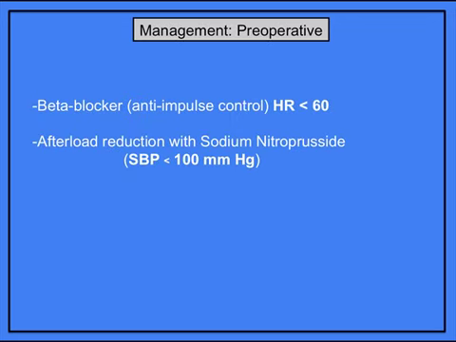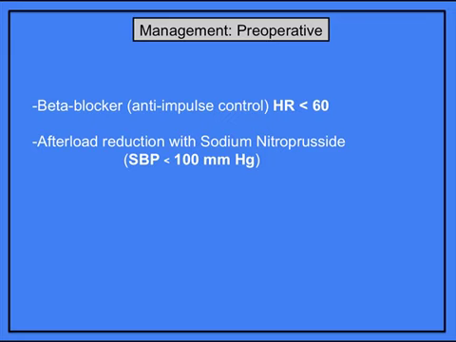The initial management of patients with a diagnosis of acute type A aortic dissection involves reducing the systolic blood pressure to the lowest level that is tolerated in order to limit propagation of the dissection and chances of free rupture. Short-acting beta blockade should be started first, both for pressure control and anti-impulse therapy, with the goal of lowering the heart rate to less than 60 beats per minute.